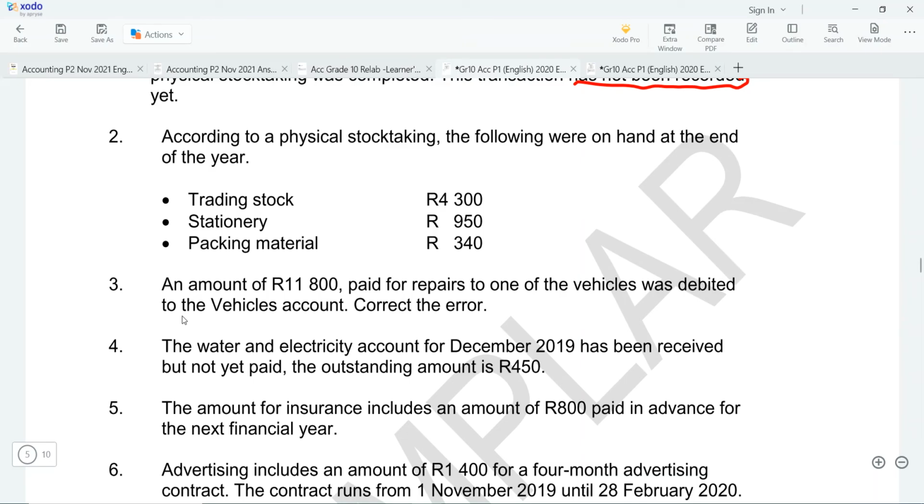Okay, so now here they're saying an amount of 11,800 for repairs to one of the vehicles was debited to the vehicle's account, and then we need to correct the error. So what they've done, they've increased our vehicles by 11,800, which here you're not being asked. So what must you do? Account to come and do the correction here.